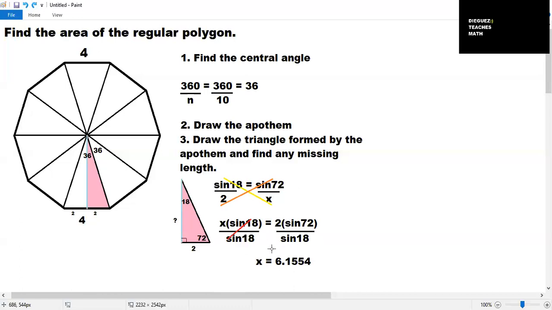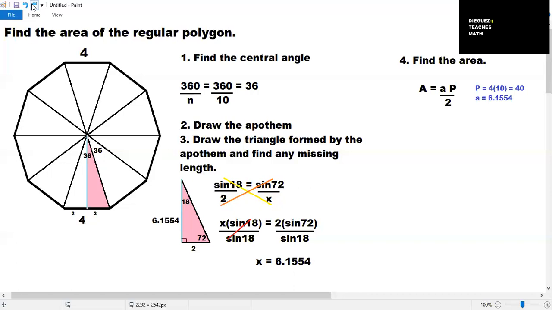And on the right side, I end up with 6.1554, which is what I got when I put this on the calculator. So what that means is that the apothem equals 6.1554. Now we move on to find the area.